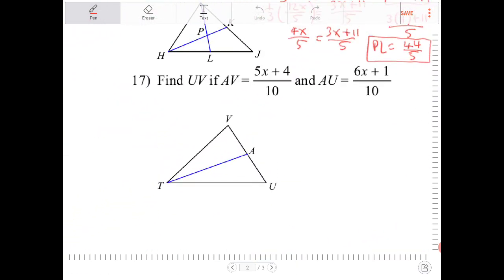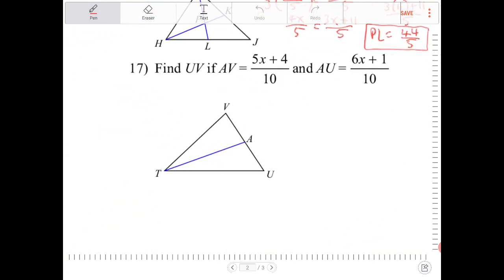All right. We're almost there. AV is 5x plus 4 over 10, and AU is 6x plus 1 over 10, so they are actually going to be the same. So I can drop the 10s. 5x plus 4 is equal to 6x plus 1. Subtract 5x and subtract 1 from both sides. I end up with 3 is equal to x, or x is equal to 3.